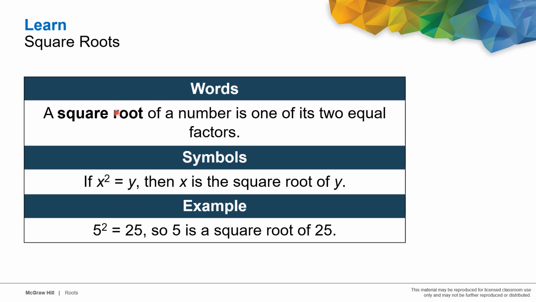So for instance, let's go down here to the example because I think that makes it super simple. The square root of 25 would be 5 because 5 multiplies by itself to equal 25, or 5 times 5 equals 25. Therefore, the square root of 25 is 5. All right.